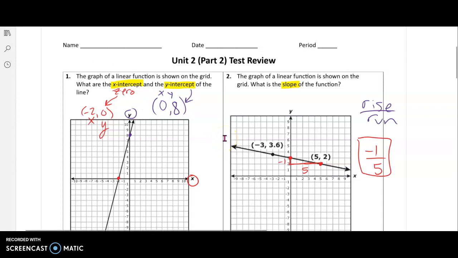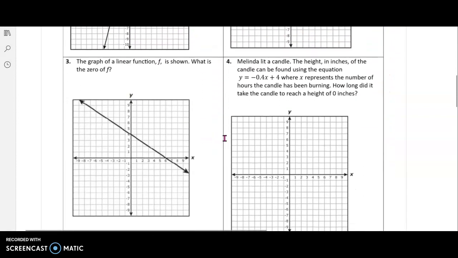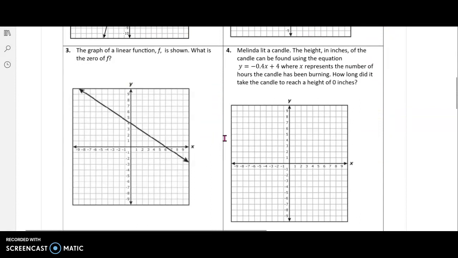All right, guys, take a moment and pause the video and try questions 3 and 4. All right, guys, so now that we're back reviewing, the word zero, remember, means the same thing as x-intercept. So we need to find the zero, otherwise known as the x-intercept, where our graph touches the x-axis. And remember, let's try and write it as an ordered pair. Sometimes they might just write 6, okay? But we should also know how to write it as an ordered pair, (6, 0).